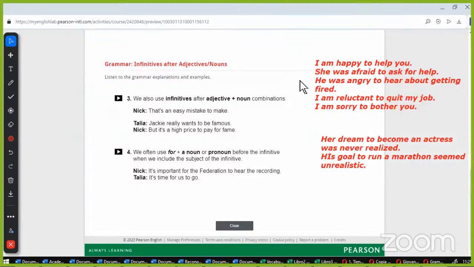Okay, we can also use infinitive after adjective noun combinations. It is an easy mistake to make. Jackie really wants to be famous. That's a high price to pay for fame.